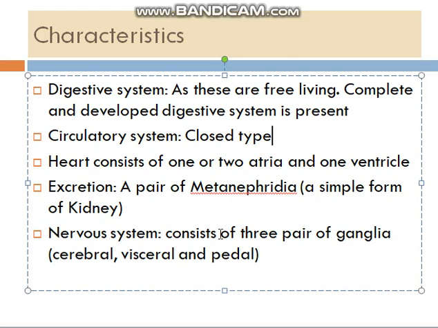The nervous system consists of three pairs of ganglia. One is cerebral, that is, present inside the head. The other is visceral, which means that it is present inside the visceral mass. And the third is pedal. Pedal means about the foot, so the third one is present inside the foot. So there are three ganglia which are connected to each other by nerves. Cerebral in the head, visceral in the visceral mass, and pedal in the foot, and all are connected by nerves to each other.